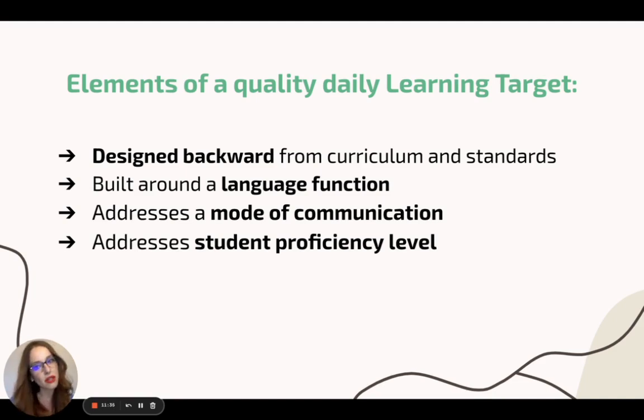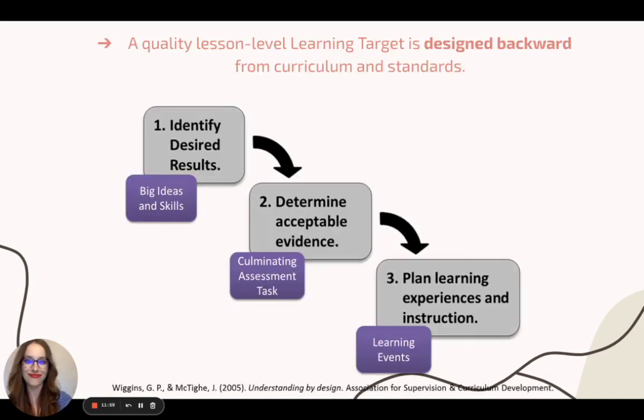Okay, so now we know what a quality learning target is not. What are the elements of a quality lesson level learning target? Well, they're designed backward from your curriculum and standards. They're built around a language function. So that's what you saw in the examples: ask, tell others, describe, the purpose of your language. They address a mode of communication, and they address your student proficiency level.